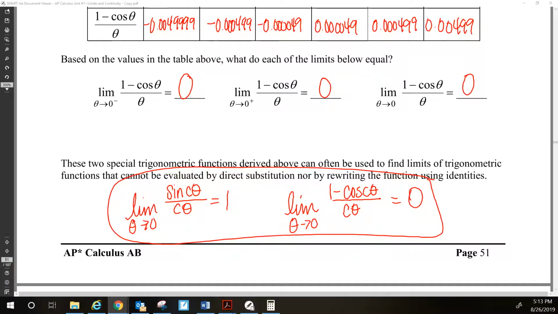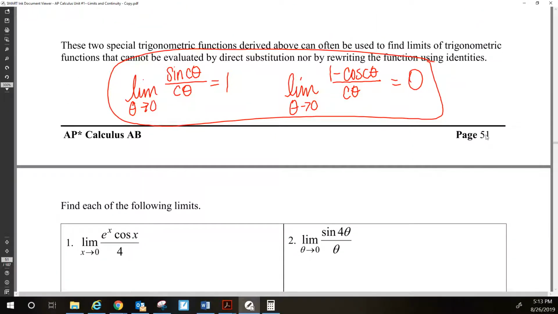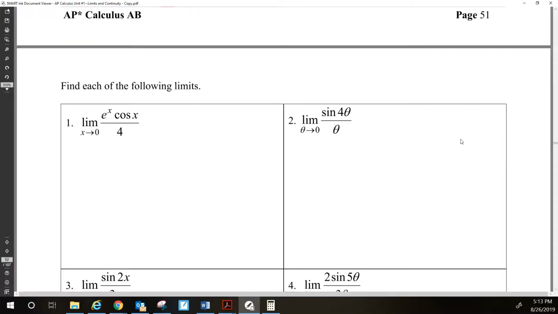All right, here we go. Here's some problems that have trig functions. Let's see if we can figure them out.